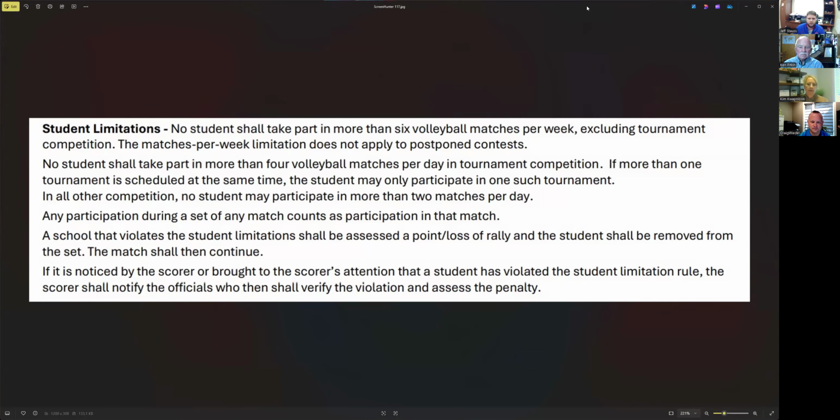In tournament competition, students can play in 4 matches each day. Unless you travel outside the state of Nebraska on the varsity level, you can play 5. And that's only if that state allows it.